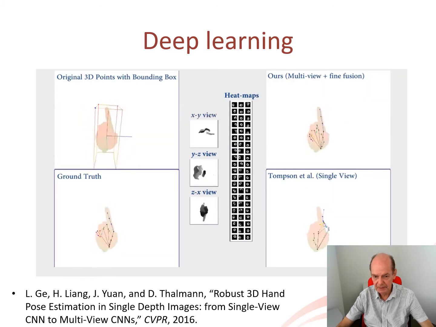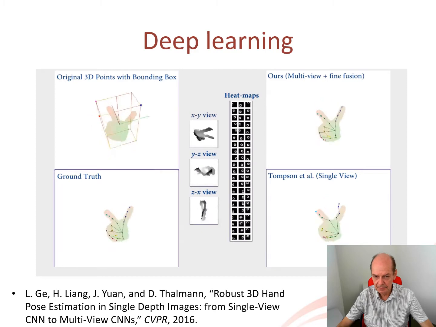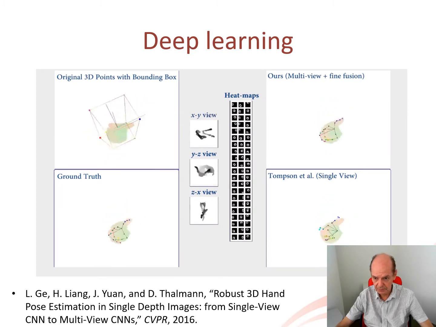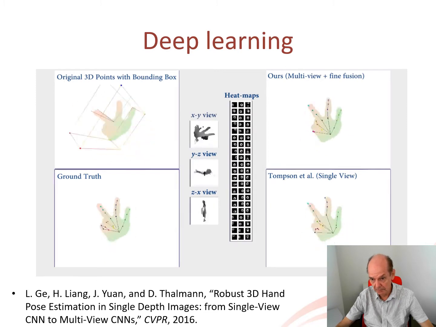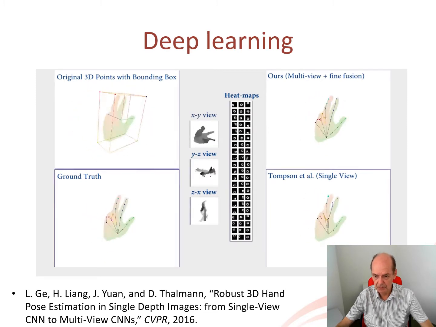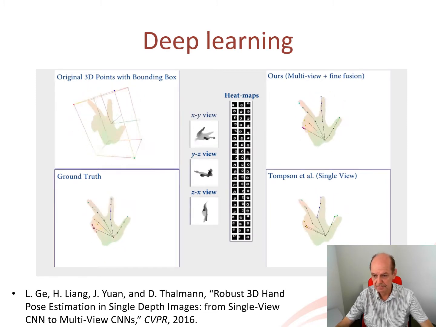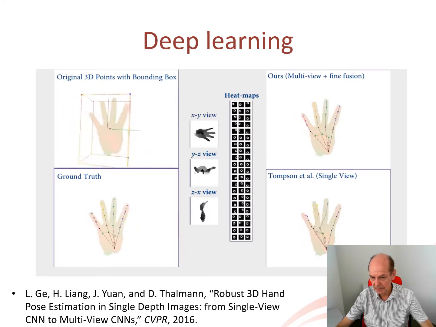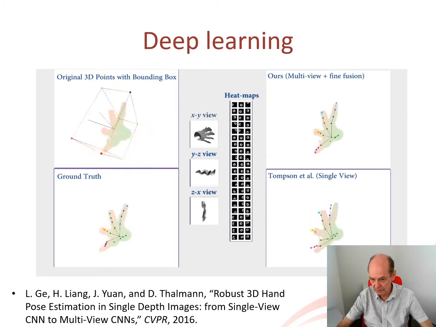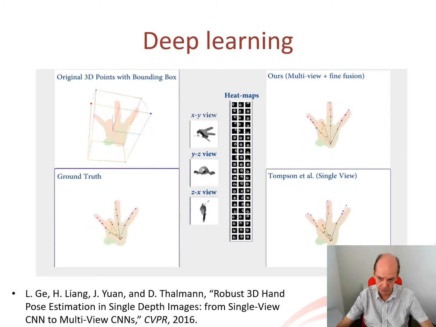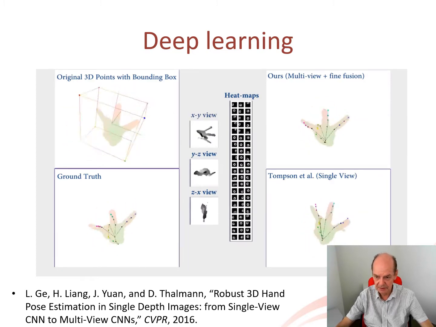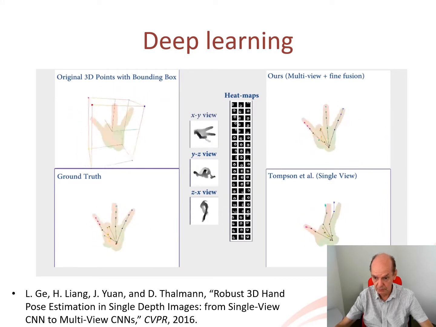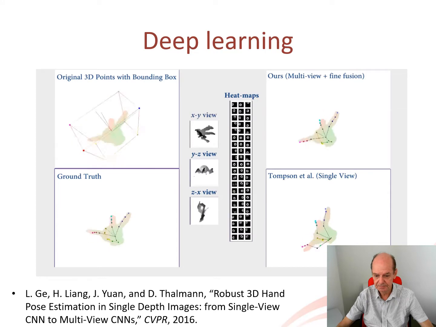So here what we can see is that we have the original 3D points, the ground truth, we have our method, and another method which is by Thalmann. You can see that the multi-view method gives much better results for the fingers. Of course, the palm is not in fact processed, so you should look only at the fingers.